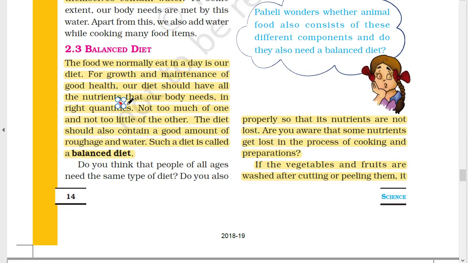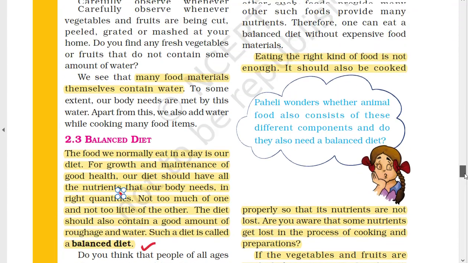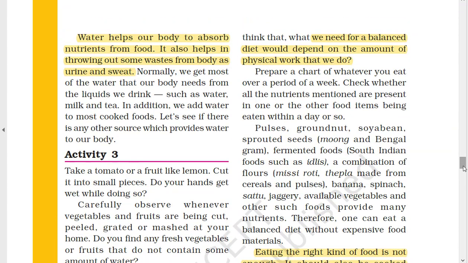What is a balanced diet? A balanced diet is basically a diet which contains a good amount of all the nutrients. That means carbohydrates, fats, proteins, vitamins, minerals, roughage and water. They are present in a balanced proportion. That is a balanced diet. And a balanced diet is very important so that we do not get any deficiency diseases or the overdosage of the vitamins or minerals.